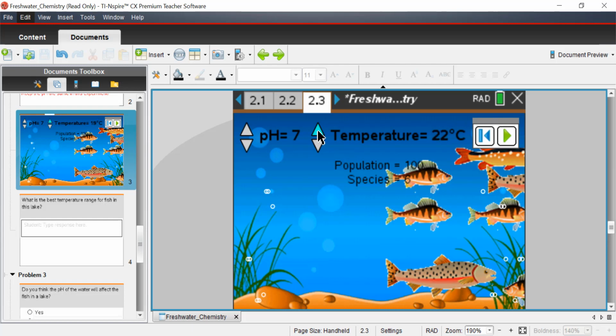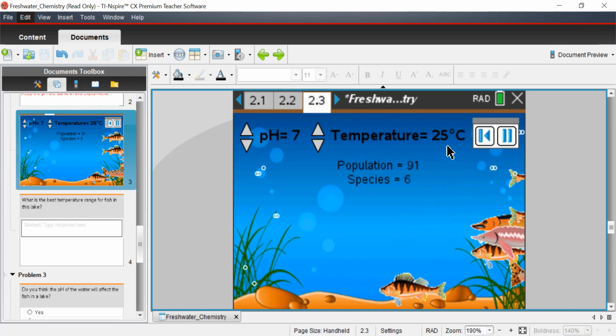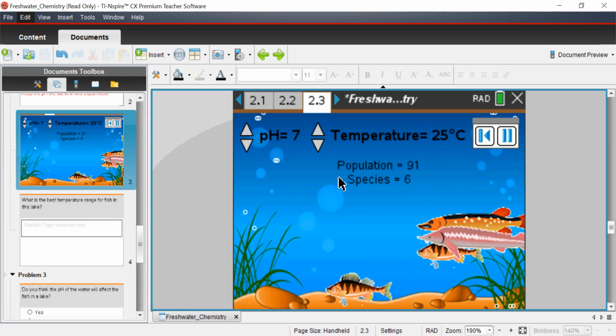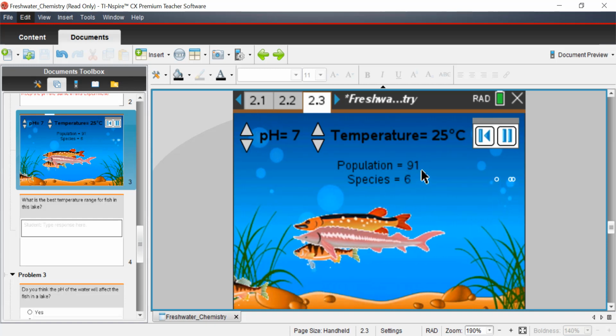I'm going to bump this up, let's try 25. All right, we have a little change here. Okay, so the water's getting warmer. The good news is we still have all 6 species, but it looks like our population numbers decreased a little bit.